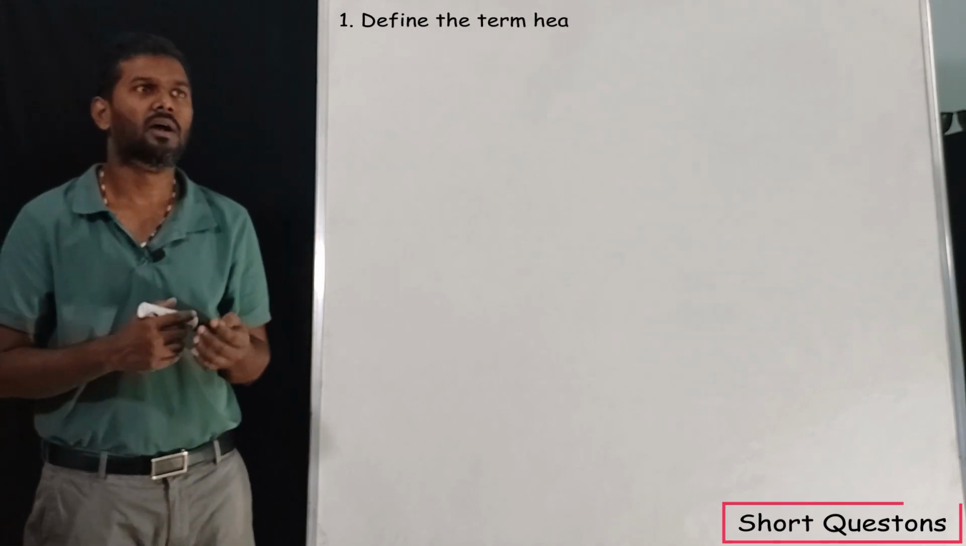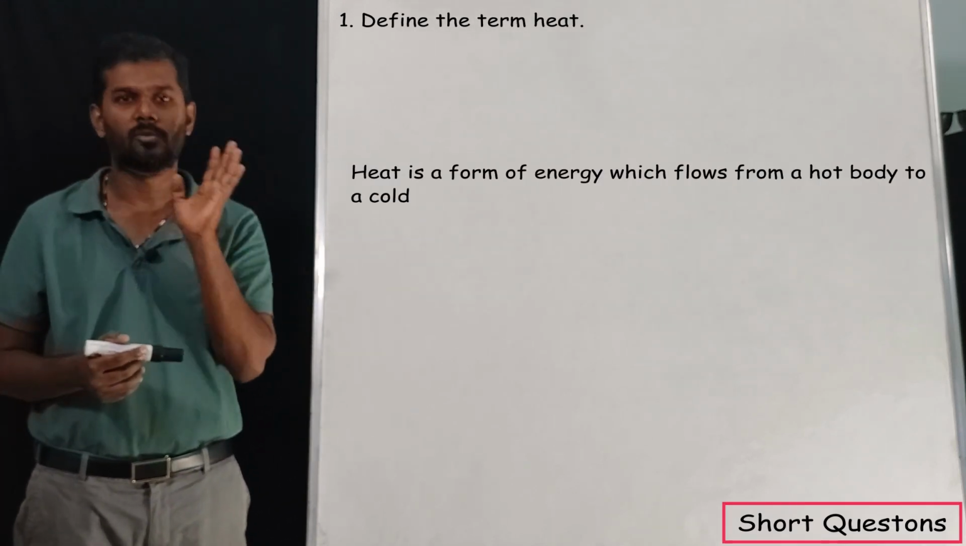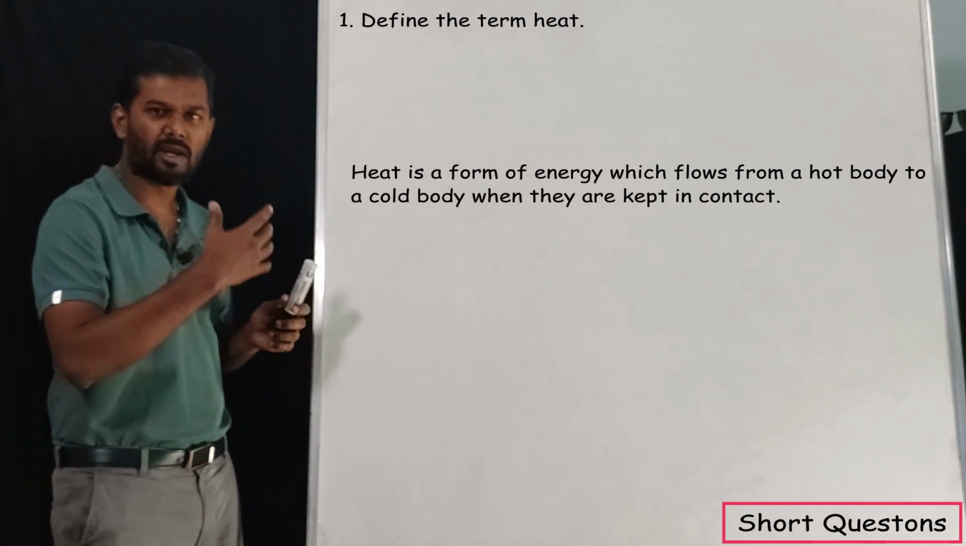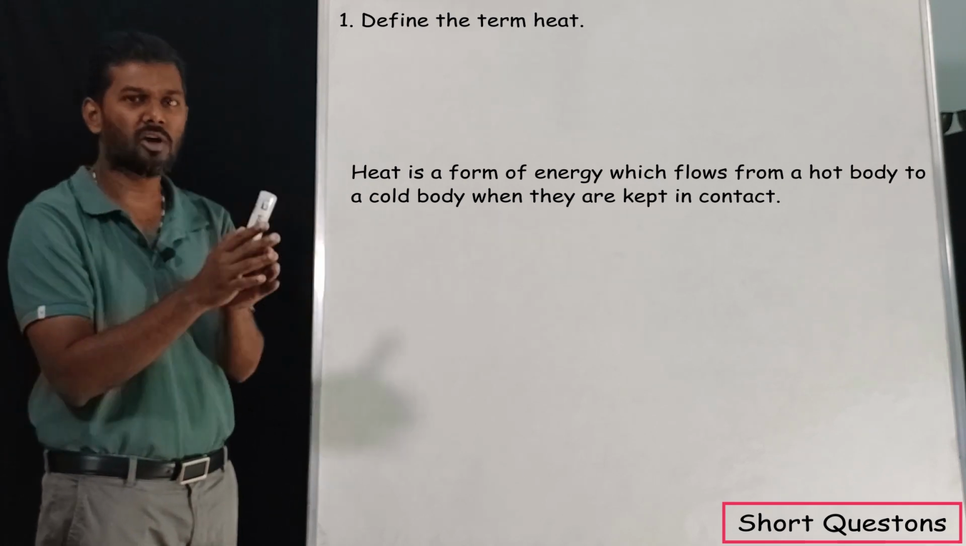Define the term heat. Heat is a form of energy which flows from hot body to cold body when they are kept in contact. That's it. See, heat always flows from hot body to cold body. Keep this in mind, when they are kept in contact.